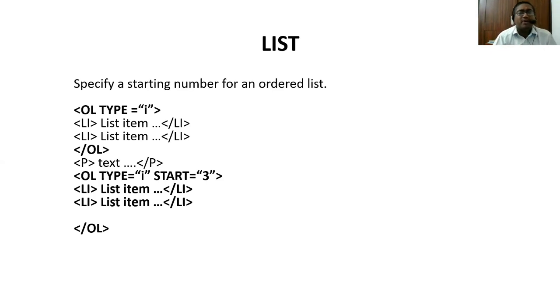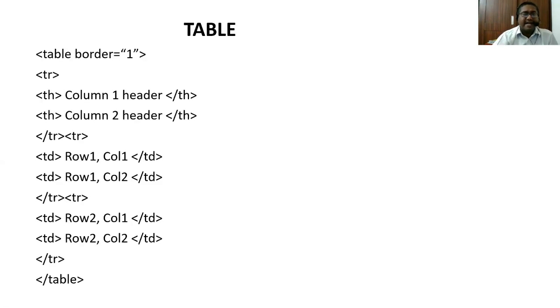Here I mentioned type equal to I. That means Roman letters 1, 2, 3, etc. it will display. Suppose I want to start with the value 10 or the third value, etc. Here you see I have given type equal to I, start equal to 3. So 3, 4, etc. it will do. It will start only with 3. Roman letter 3 it will start. Why? Because I have given the type as I.